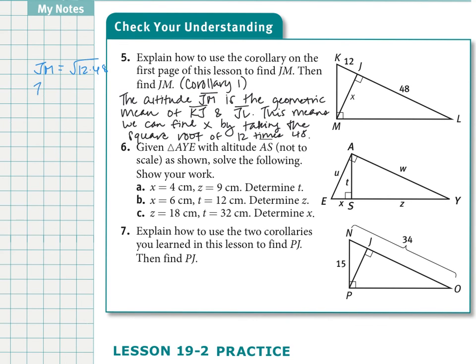So when we do that, we have 12 times 48. That is going to be, we end up getting 576. And then when we take the square root of that, we should end up getting 24. So we know that the length of JM is going to be 24 units.